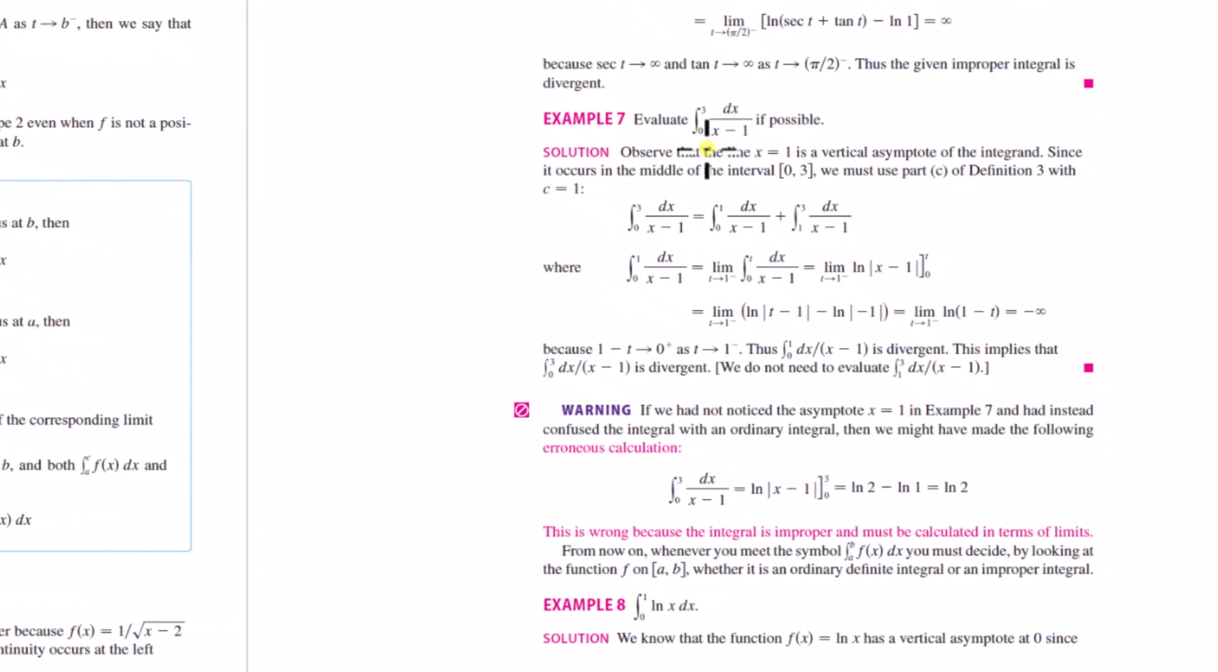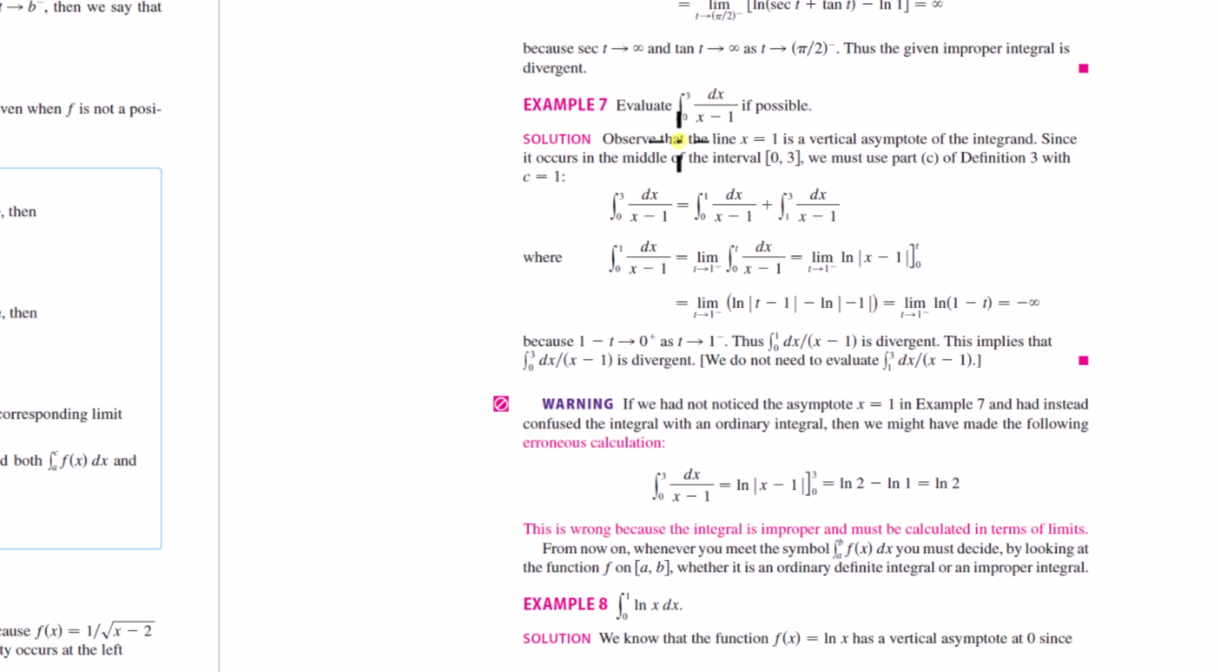What they show is, here's just a definite integral. If you find the antiderivative, which is, so 1 over x minus 1, that's the natural log of the absolute value of x minus 1, and you plug in the limits of integration. Natural log of 2 minus natural log of 1 is natural log of 2.